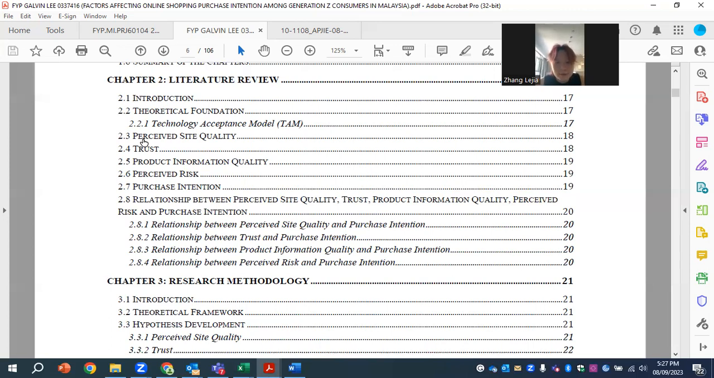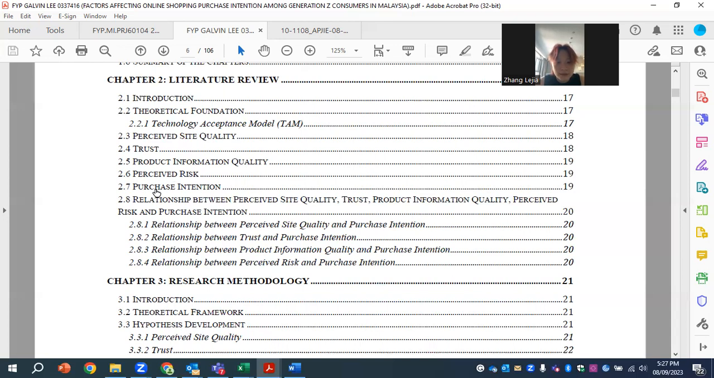Sorry, not your own opinion, but quotation, or you put "according to all the researchers," right? The researchers. So you need to research and write about, for example, number 1 here, through 2.3. Perceived site quality is the first variable. Second variable is trust. Product information quality is the third variable.